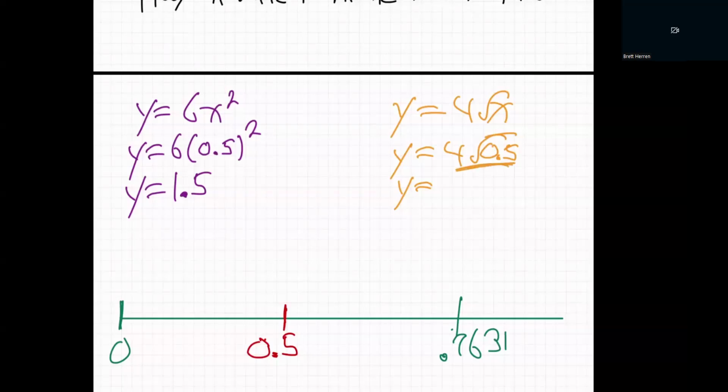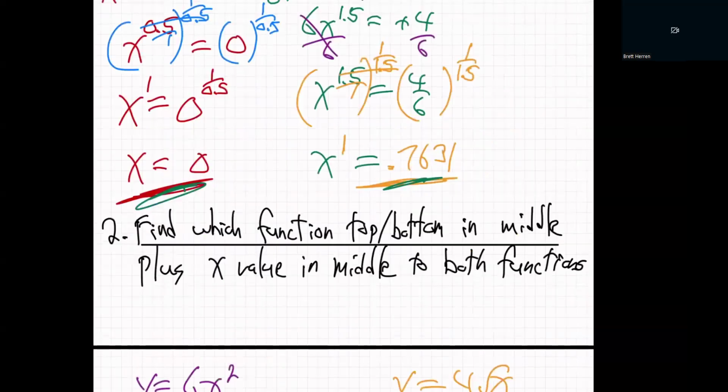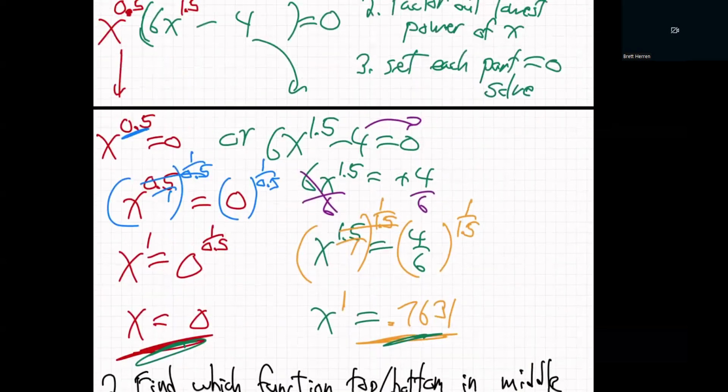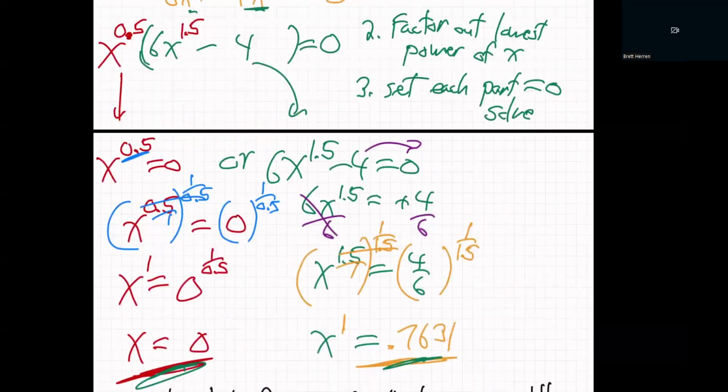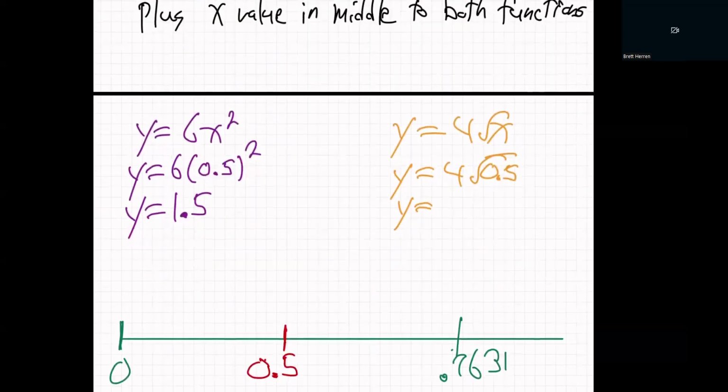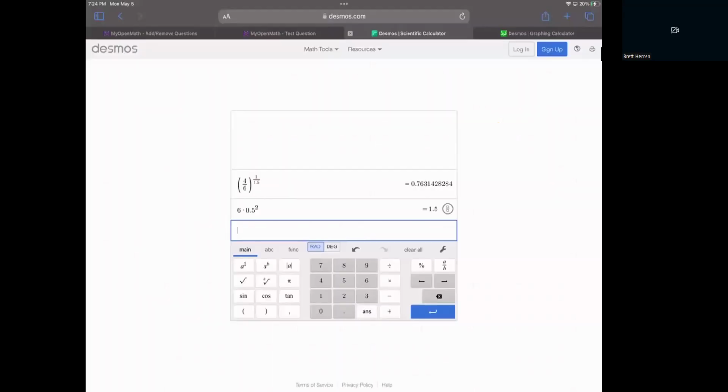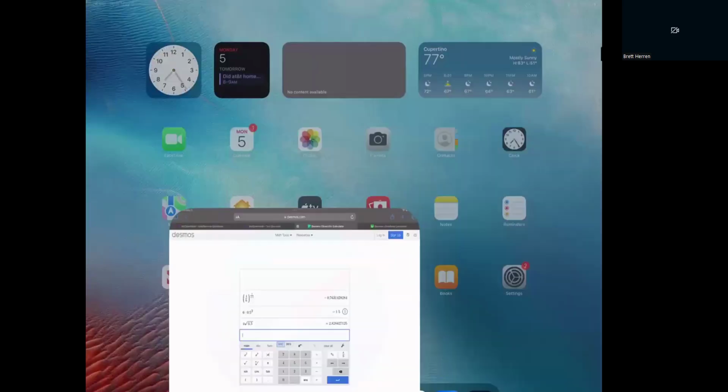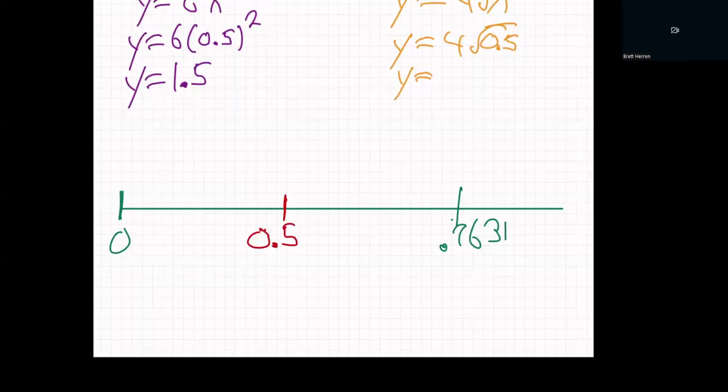Let's do the other one. 4 times the square root of 0.5. That is the function, right? Yeah, y equals 4 root x. 4 times the square root of 0.5 equals 2.8284.